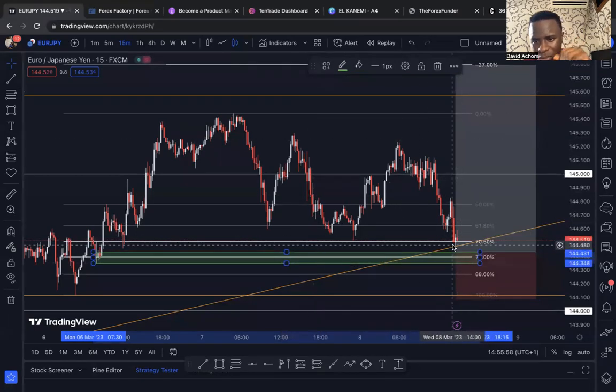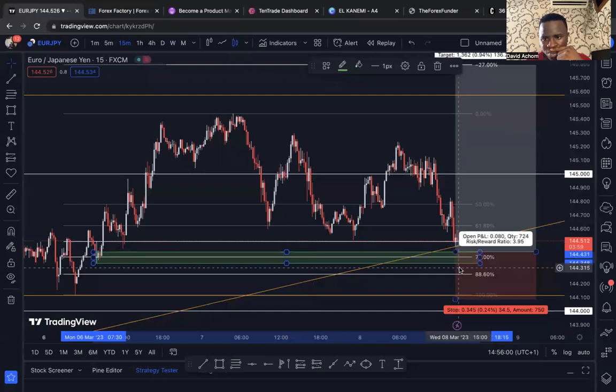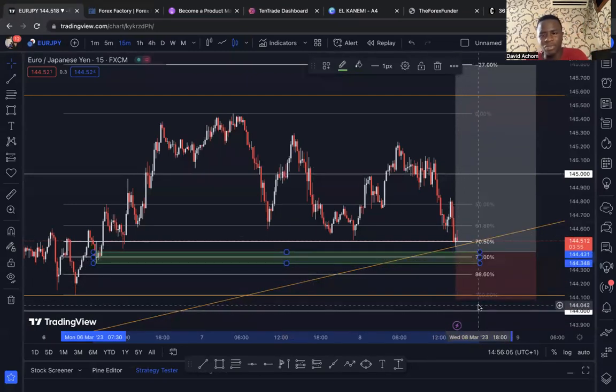So this was a weak rejection, and this is a minor weak rejection. We say a major weak rejection around the Fibonacci. But the Fibonacci I like to consider here is 79. So when price comes anywhere inside this zone, I'll be ready to go in.